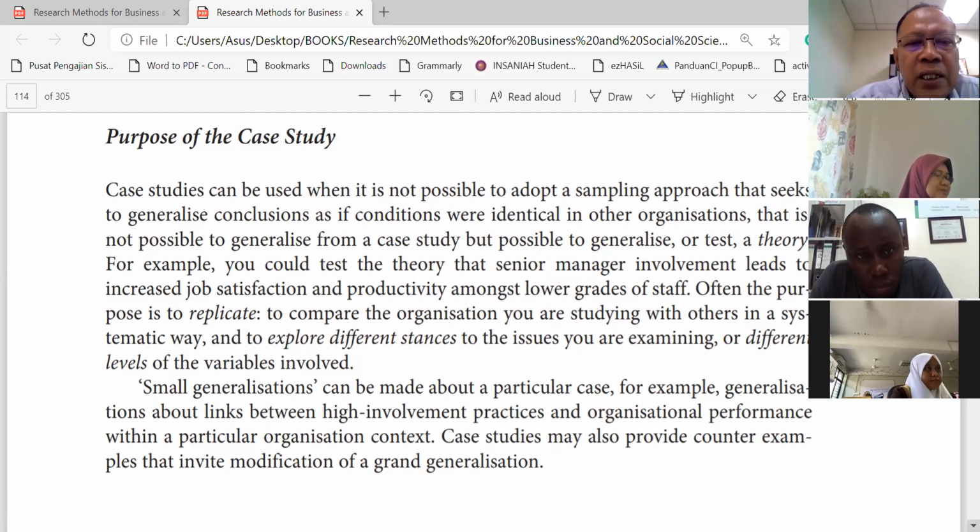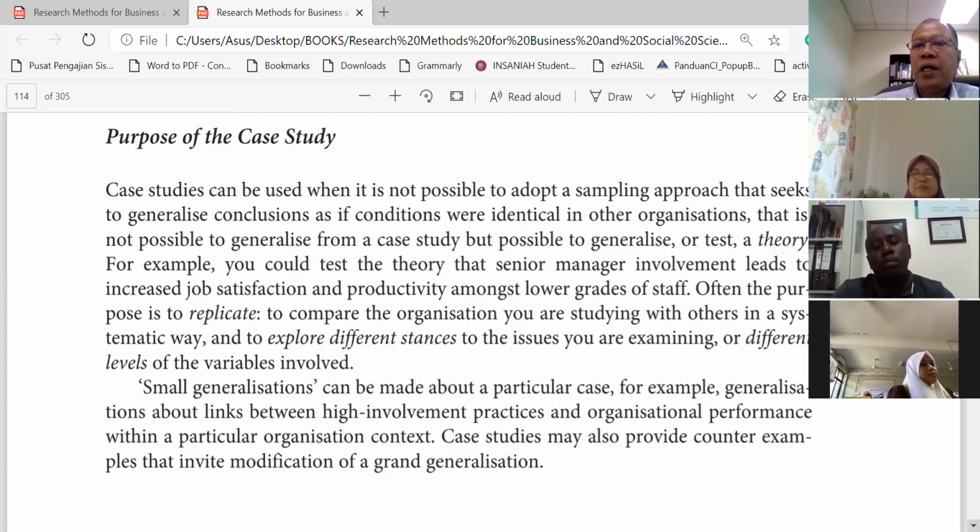For example, you could test the theory that senior manager involvement leads to increased job satisfaction and productivity amongst lower grades of staff. Often the purpose is to replicate, to compare the organization you are studying with others in a systematic way. So maybe there are other researchers who already did the study and you just replicate it in a different organization to test whether the organization that you study has different findings or the same findings. You want to compare and contrast.